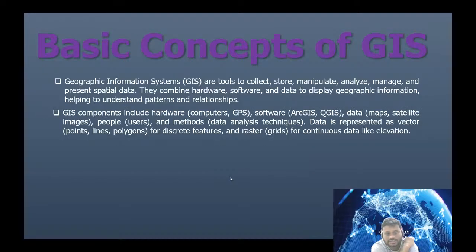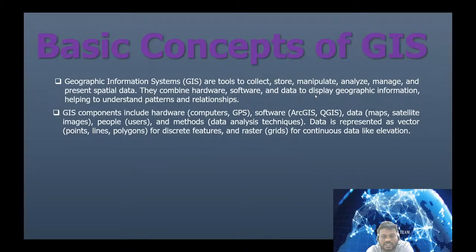GIS components include hardware, such as computers and GPS; software like ArcGIS and QGIS, which we will see here; data, generally maps and satellite images; and people, who are the users, such as GIS analysts and GIS programmers. And the methods include data visualization techniques and different algorithms we will use.